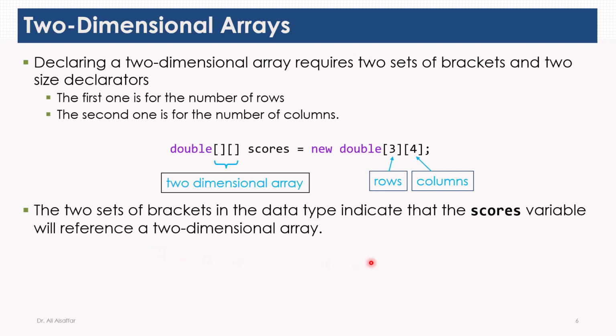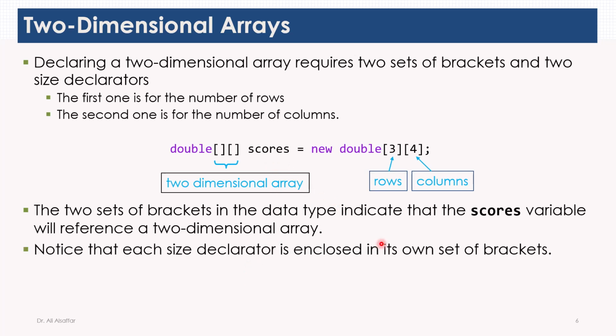As we mentioned before, arrays are objects, and this is similar for two-dimensional arrays. When you declare a two-dimensional array, the name in fact is a reference to this two-dimensional array. And finally, notice that each size declarator is enclosed in its own set of brackets. This is not like other programming languages. They use only opening and closing brackets, and the dimensions between these brackets are separated by commas. So it's not allowed to say double, open square bracket, 3, 4. You have to put each size declarator in its own set of brackets. So this is how to declare two-dimensional arrays.